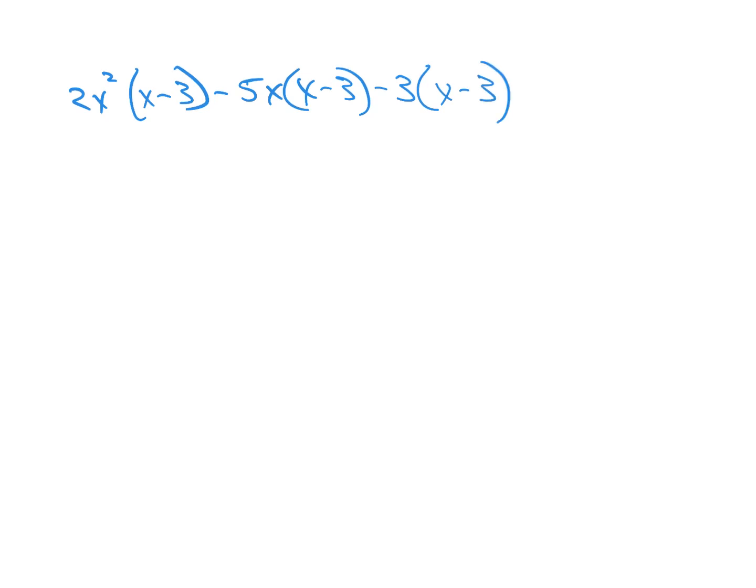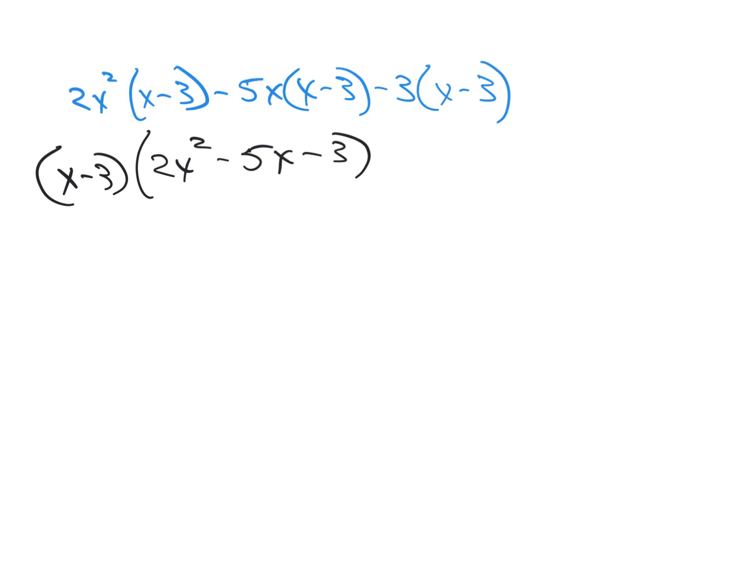All right, so one of the things you need to look at and say is, do I have things that are common? 2, 5, and 3, nothing goes evenly into those, so I can't pull anything out of there. X squared, an x, and I don't have any x's here. But I do have an x minus 3 common to all three of them, so that's what I'm going to end up factoring out. And what do I have left? 2x squared minus 5x minus 3. Because I factored the x minus 3 out. So all that's left is this, this, and this.